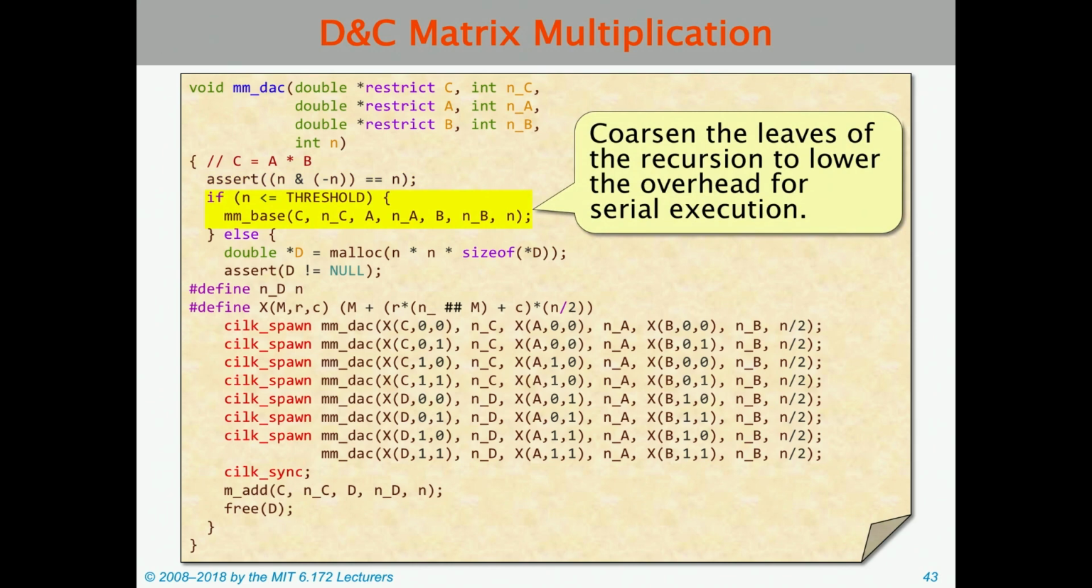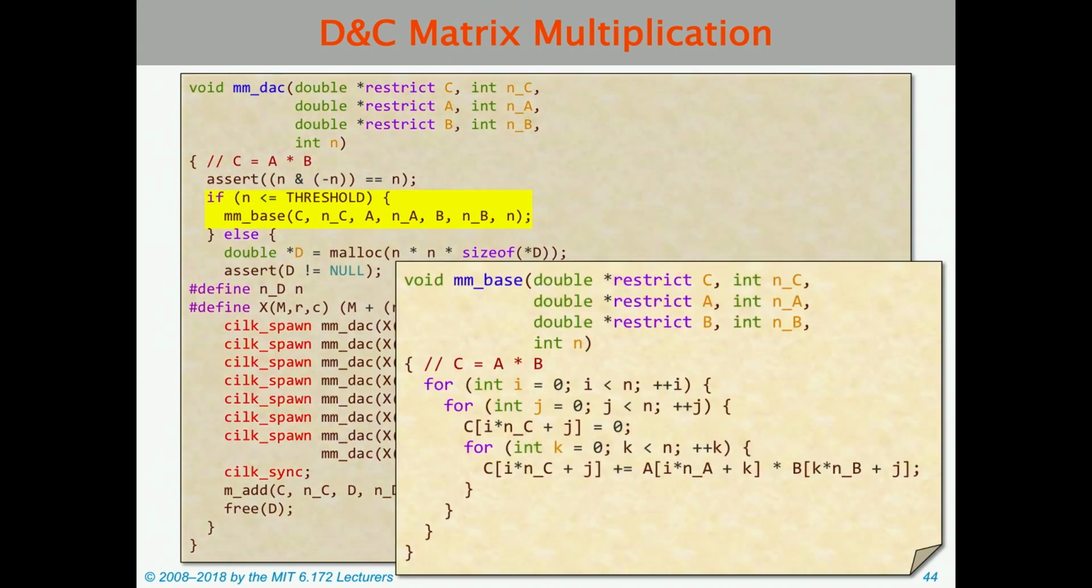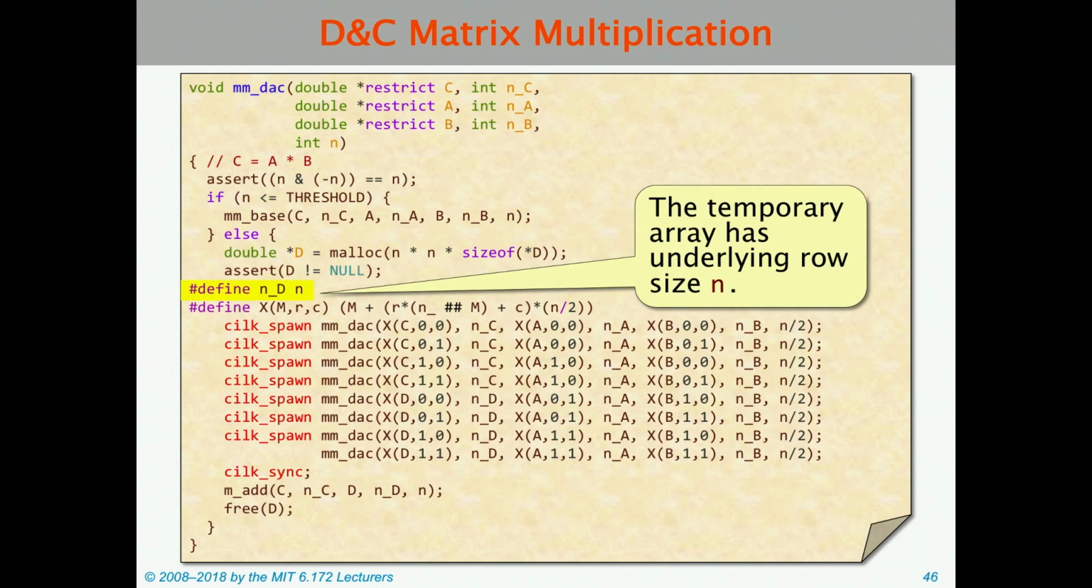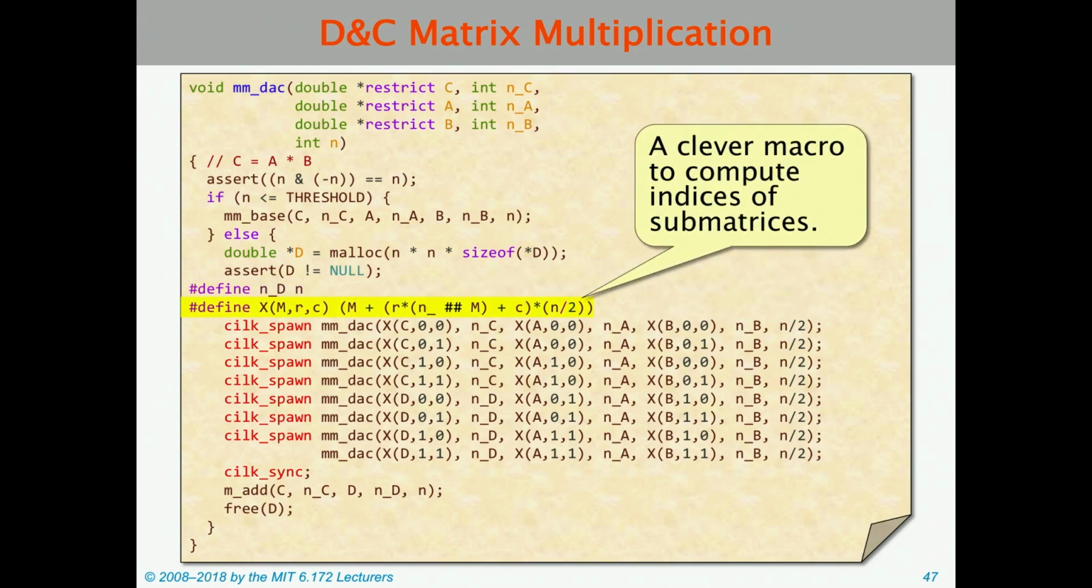And then we're going to coarsen the leaves with a base case. The base case just goes through and solves the problem for small n, just with a typical triply nested loop. And what we're going to do is allocate a temporary n by n array, and then we're going to define the temporary array as having underlying row size n. And then here is this fabulous macro that makes all the index calculations easy. It uses the ## operator, which pastes together tokens so that I can paste n sub c. When I pass r and c, it pastes together whatever value I pass for that.